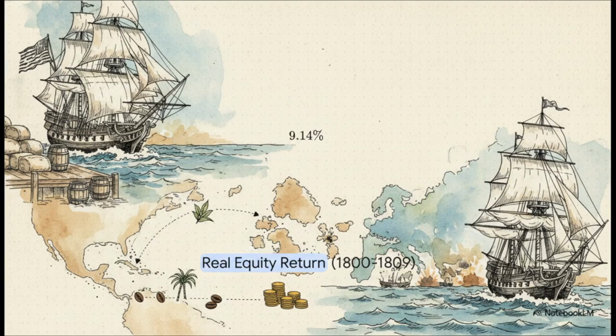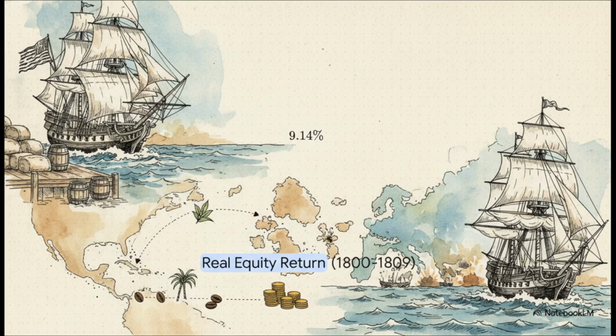Just look at this real equity return, 9.14% annually from 1800 to 1809. Now, you might be wondering, was this organic, domestic growth? No way. This was American merchants relentlessly exploiting global Napoleonic warfare. With Britain and France locked in total economic attrition, the United States stayed strictly neutral. That genius geopolitical positioning allowed American ships to become the primary carriers between Europe and the Caribbean.